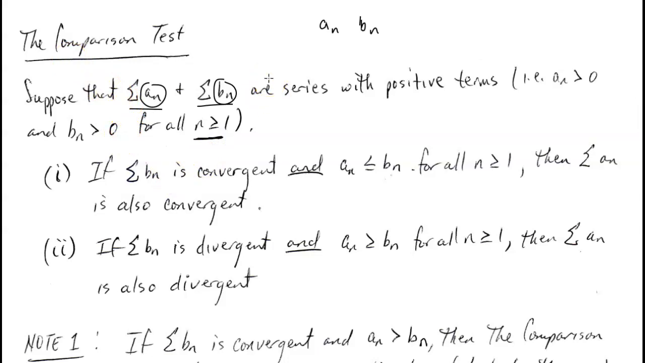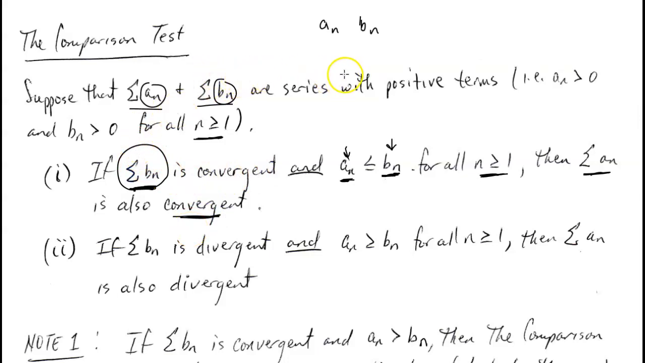So if we have two series that meet both of these conditions, then we know that if the series b sub n is convergent and a sub n is less than or equal to b sub n, or to put this another way, if the series that is bigger is convergent, and I'm saying bigger because the corresponding sequence is bigger than the other, for all values of n greater than or equal to 1, then the smaller series is going to follow suit and also be convergent, okay? So I'll say that again.